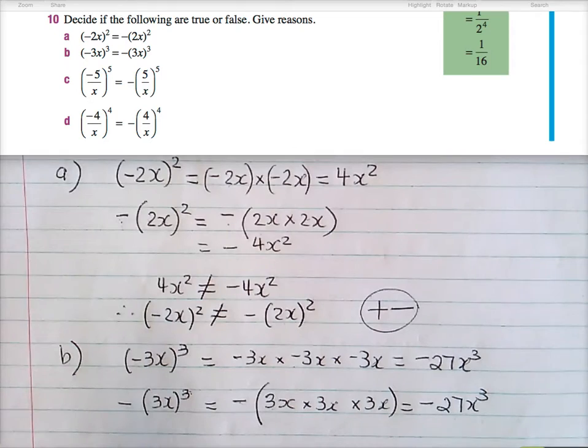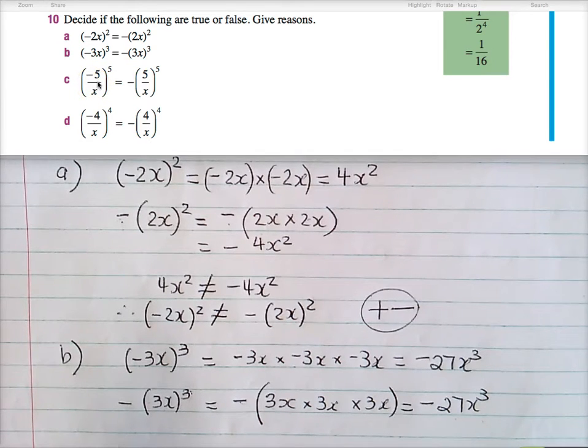That's why it works. Now, just by looking at that idea, do you think C is true or false? Look at the power. It's odd. So on C, on the left-hand side, you're going to end up with a negative or a positive on the left-hand side? Negative. And this will be negative, and what's in here is positive. You're going to get negatives on both sides. So is this one true or false? True.